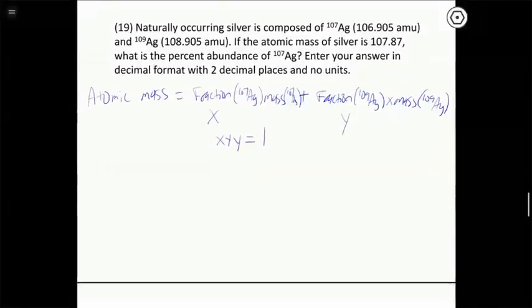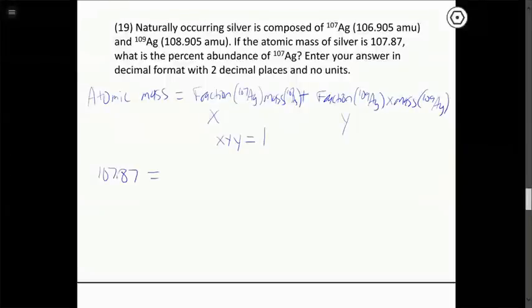So now we can write out the two equations. The given atomic mass for silver is 107.87. That's equal to the fractional abundance of 107, which we're calling x, times its mass. The mass of 107 is 106.905. They're always a little bit different than the whole number. And then the mass for the second isotope is 108.905.